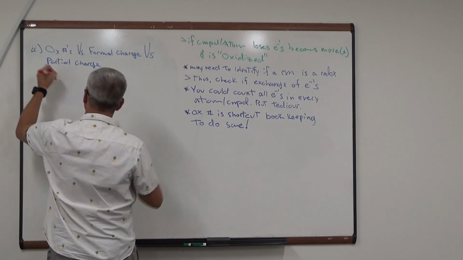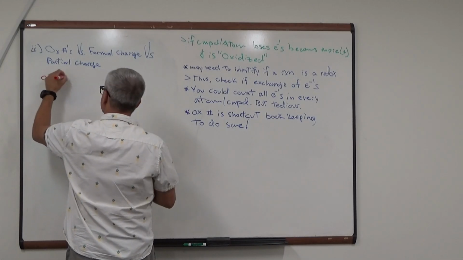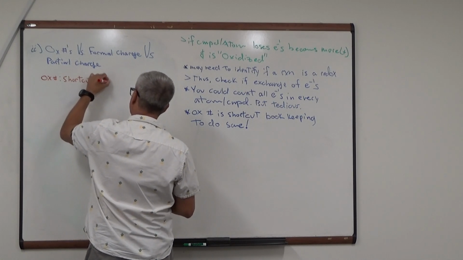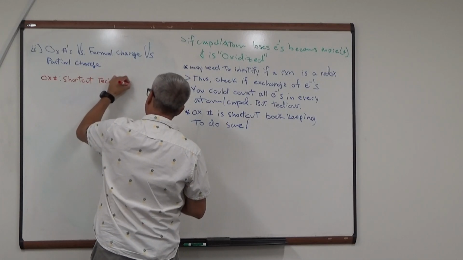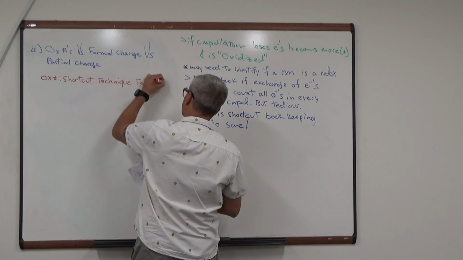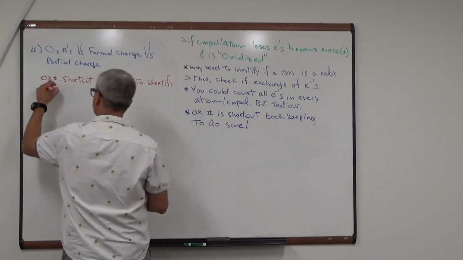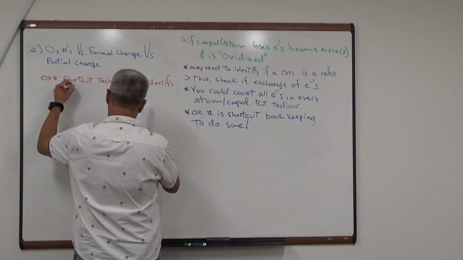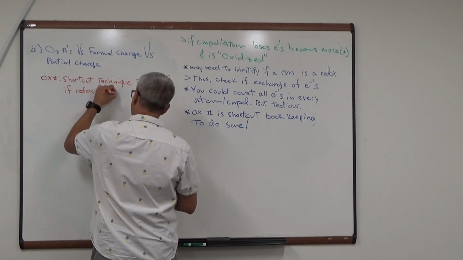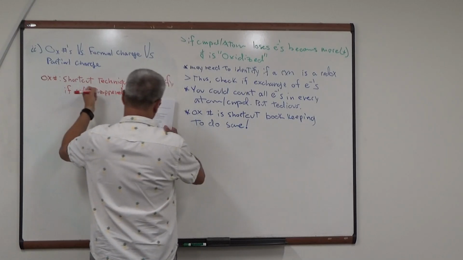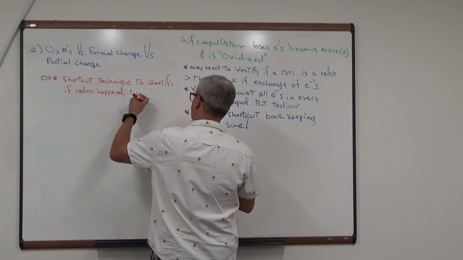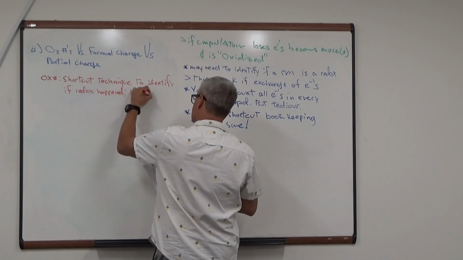Oxidation number. Give a little definition. Shortcut. Technique. Identify if redox happens. In this tool, we don't really take into account any shared electrons.